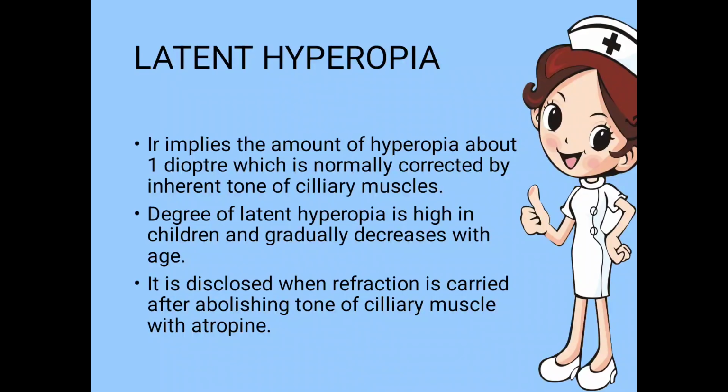As the age of the person increases, the latent hypermetropia decreases because the ciliary muscles will not be that strong to accommodate at various distances. They start losing their ability. That is why it cannot be found at adult age. It is disclosed when refraction is carried out after abolishing the tone of the ciliary muscle with atropine. So until the patient is in a dilated condition, we are not able to find the latent hyperopia.